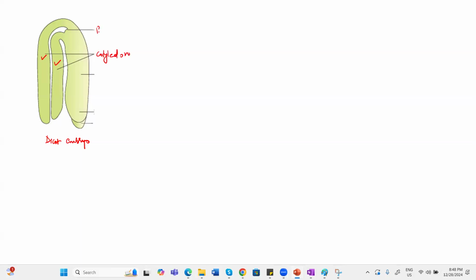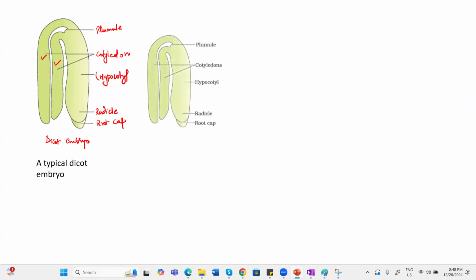This is plumule present and this is radicle. This is root cap. Clear? And this portion is known as hypocotyl. So this is the diagram of the dicot embryo. Clear? This is the NCERT diagram.